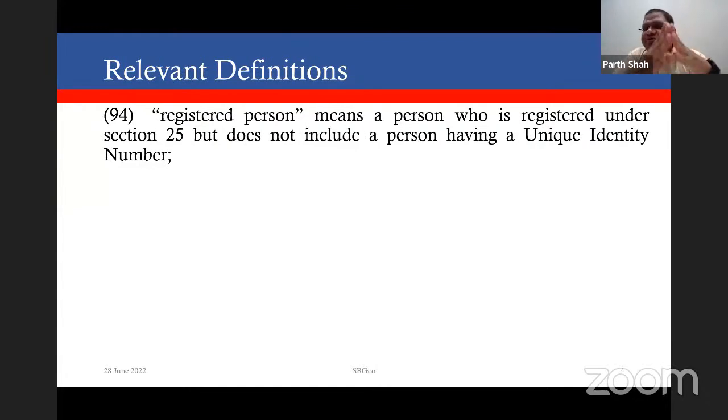Now I will again repeat what I said at the start of my session. When I'm a registered person, there can be cases where the effective date of my registration is, let's say, 1st December, but on 15th November I have incurred certain expenses. Can I claim input tax credit? This applies especially in the case of new companies which are incorporated.